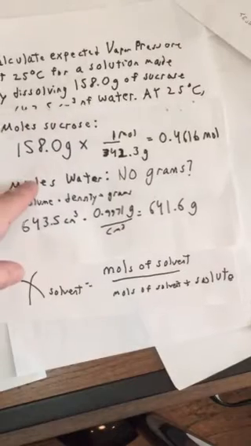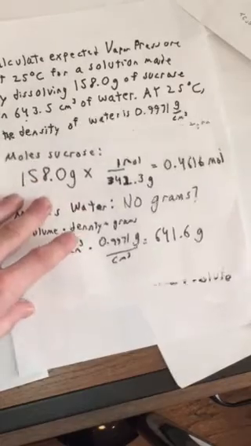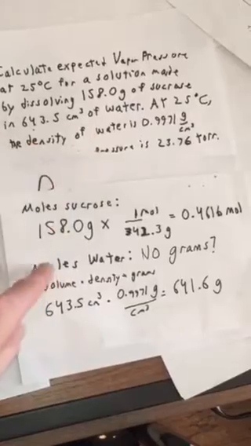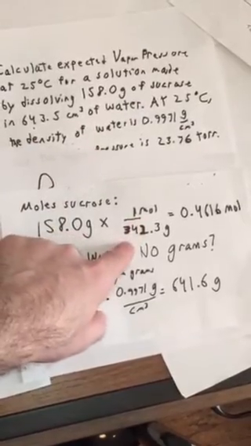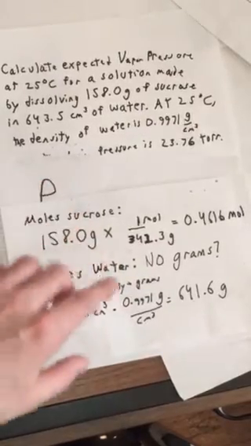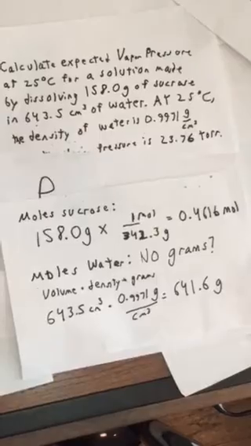So we have to find mole fraction. We have to find moles of solvent, moles of solute. Solute is here. It gives us the grams in the question, 158 grams. You have to convert it to moles, so you have to look up the molar mass of sucrose, which I did. It was given to you in the book, I think. And you convert it to moles. So that's how many moles of sucrose.